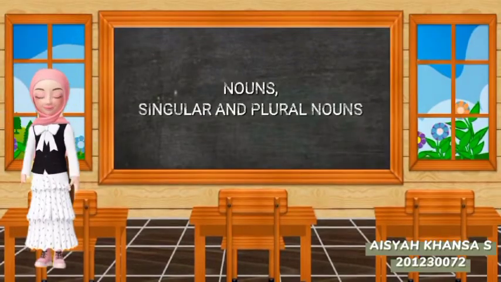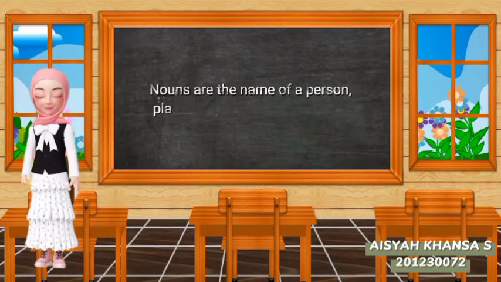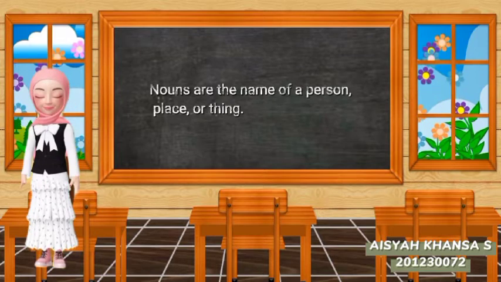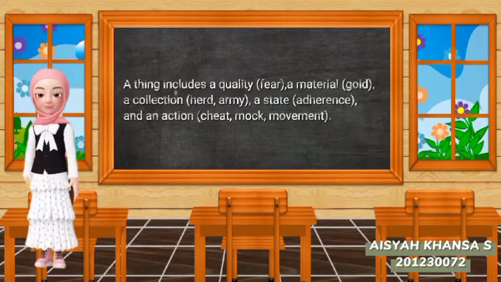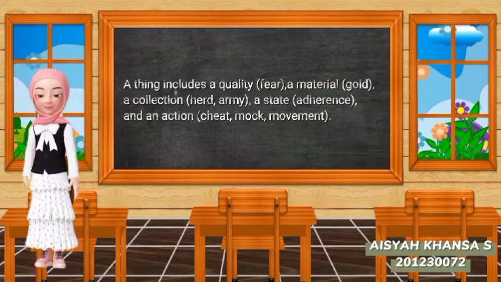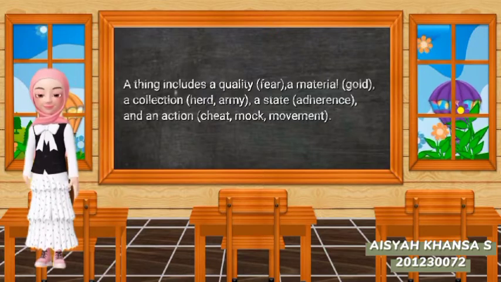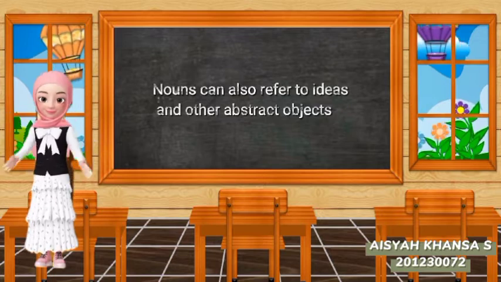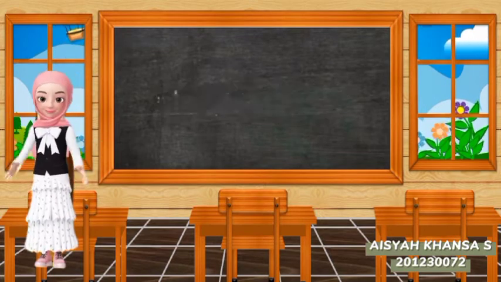I would like to explain about nouns and singular and plural nouns. Nouns are the name of a person, place, or thing. A thing includes a quality, a material, a collection, a state, and an action. Nouns can also refer to ideas and other abstract objects.